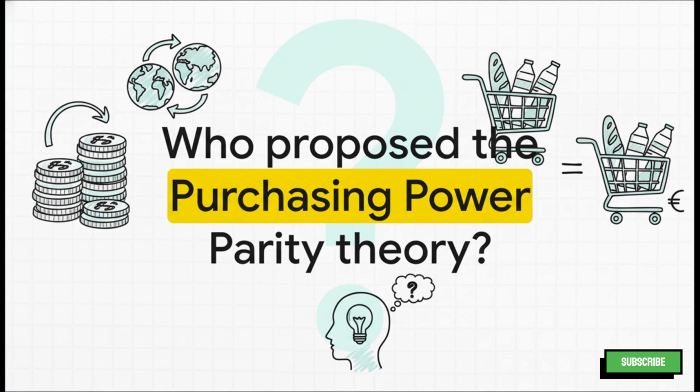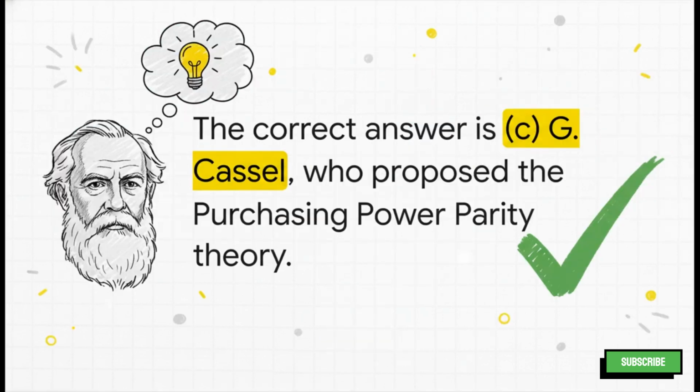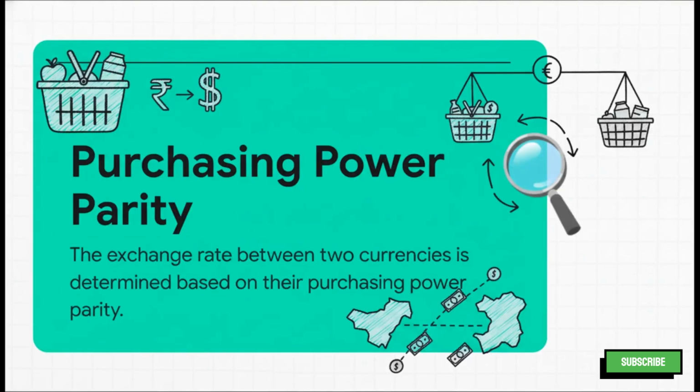It's about a super fundamental theory of exchange rates, purchasing power parity. So, who came up with this theory? And the correct answer is G. Cassell.